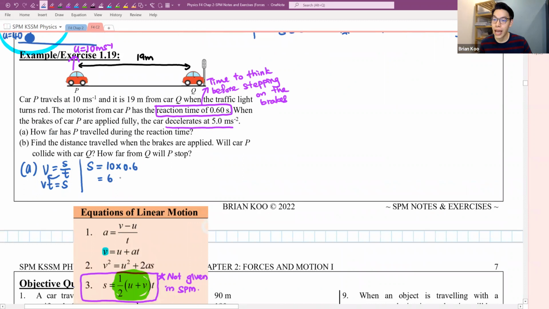Okay, I'm so sorry. S is 6 meters, X is displacement. So when he took the time of 0.6 seconds to think, he travels at that 10 meters per second, and he actually traveled an extra 6 meters first before he steps on the brake.